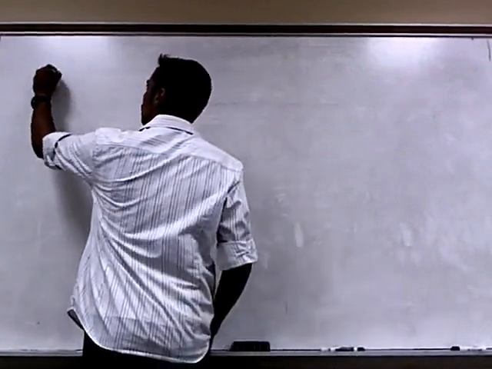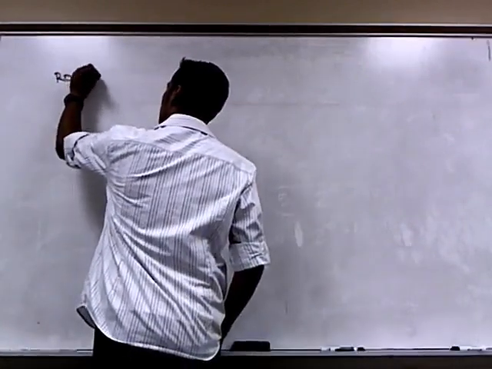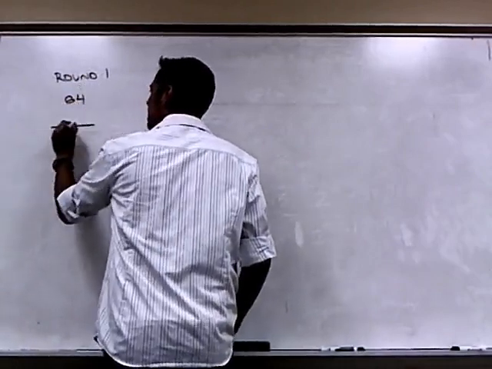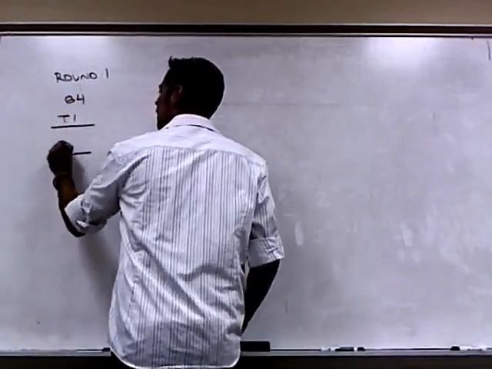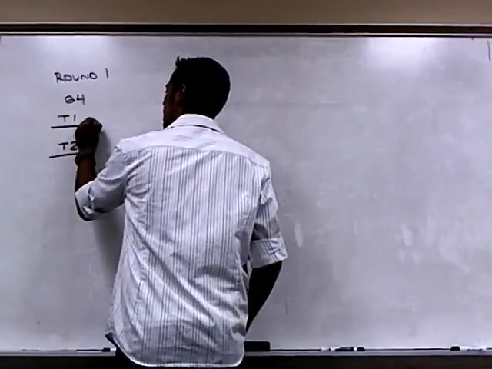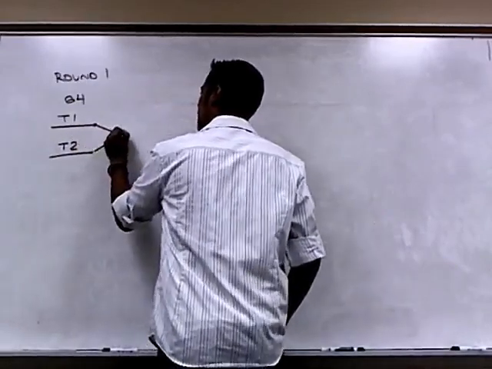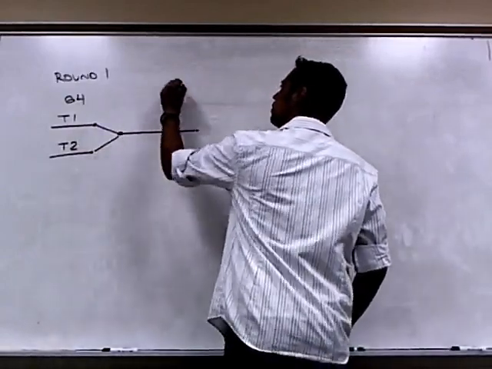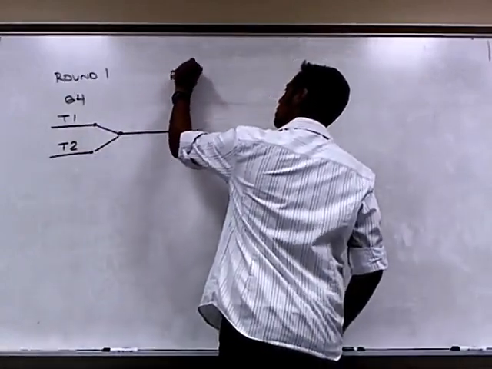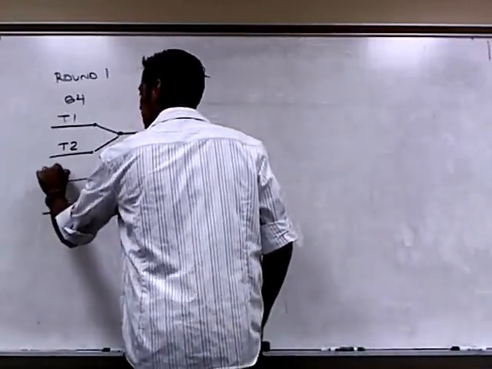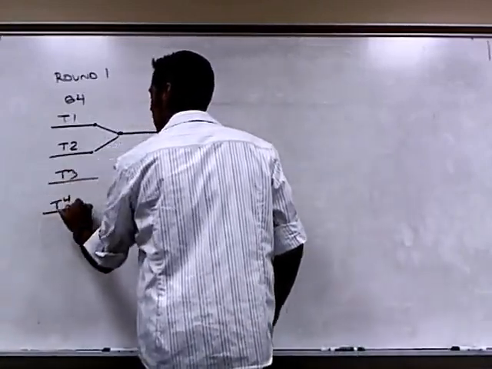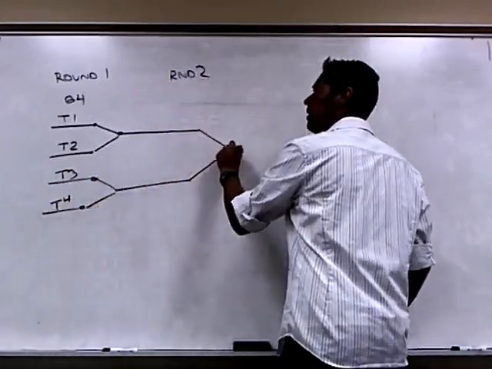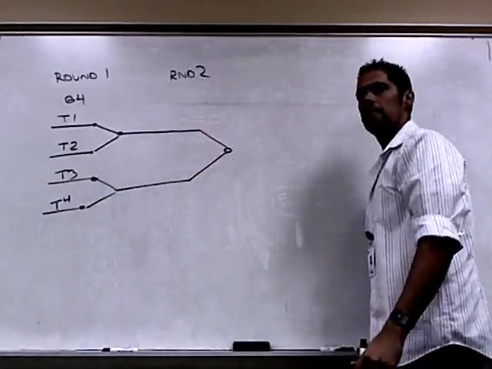So what happens is in round 1, you have 64 teams. So let's say team 1 and team 2, they play each other, right? And then the winner goes on to the next round, round 2. Then team 3 and team 4 play each other, right? Whoever wins that goes on and they play the winner of that one, right? With me?